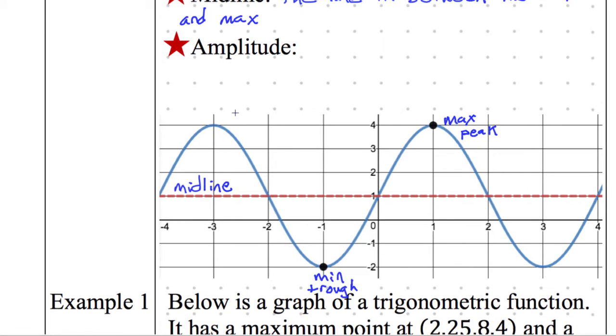So if you want to find the midline, you find the distance between the height of the minimum and the height of the max, so distance between 4 and -2. The distance there is 6. You take half of that, and then you'll get 3, and then you just add 3 to -2, or you subtract 3 from 4, and you can get to the midline.